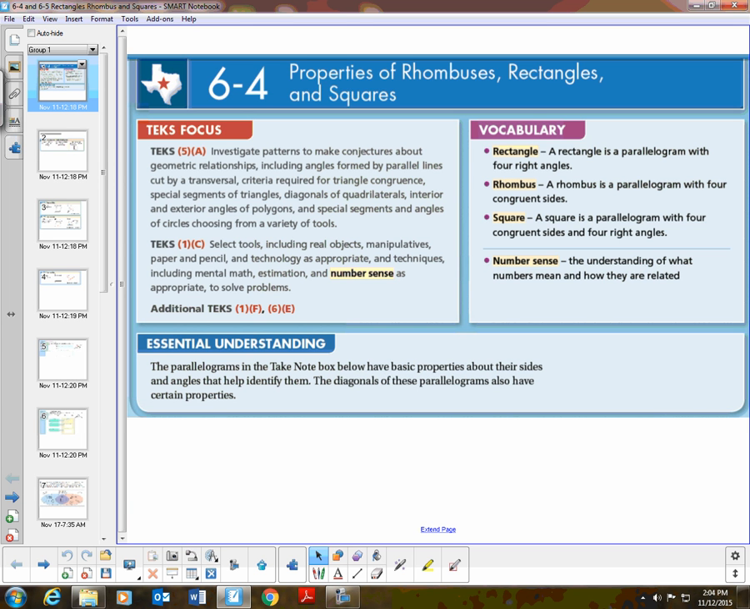All right, you might want to take a second to pause the video and write the essential understanding in the take notes box below, which I'm going to put on the next page. Parallelograms have basic properties in their sides and angles that may help identify them. The diagonals of these parallelograms also have certain properties. If you want, you could also write these definitions, but they're on the next page, which I'm about to show you.